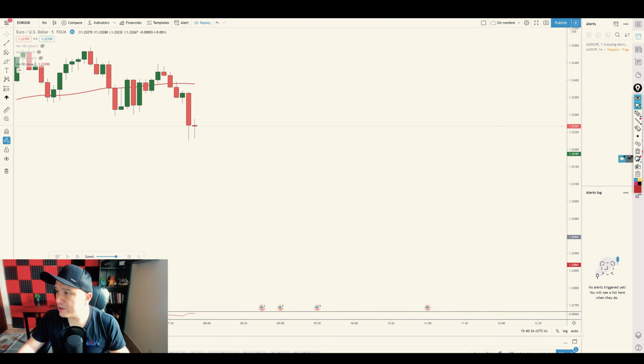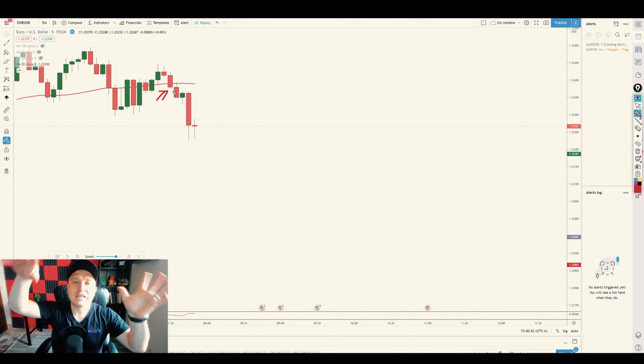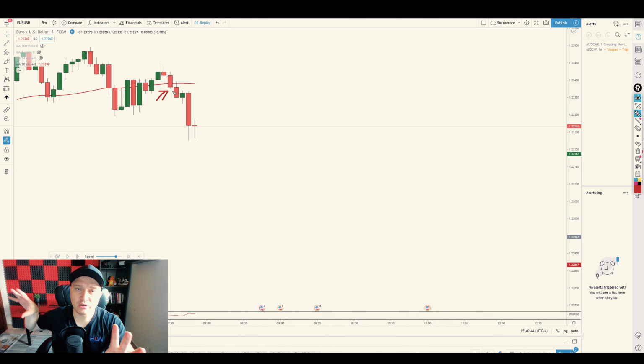There you go. Now here we have a good example. These two actually closed below the level of the moving average, which tells you that there might be a change in trend, right? It will become a downtrend. Second of all, this one right here closed without touching the moving average, which is good.